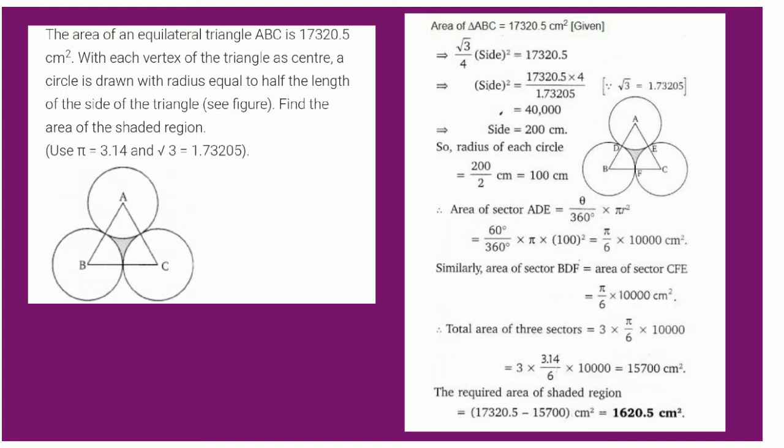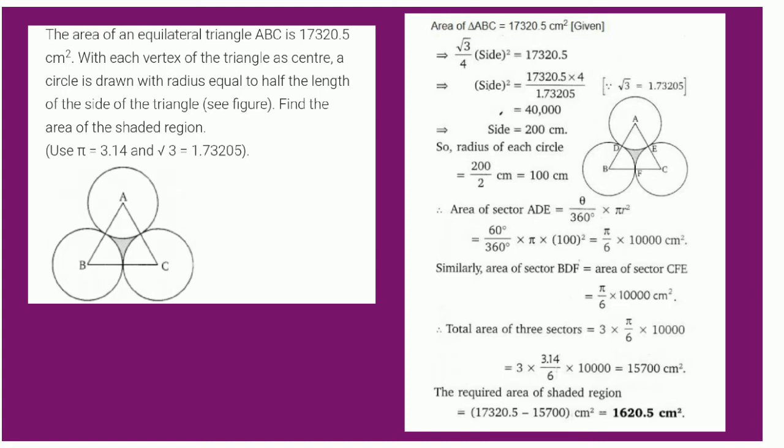That is side square. So which implies side is equal to root of 40,000. That's equal to 200 centimeter. That is, the side of the equilateral triangle is 200 centimeter. That is, AB, BC and AC are 200 centimeter.